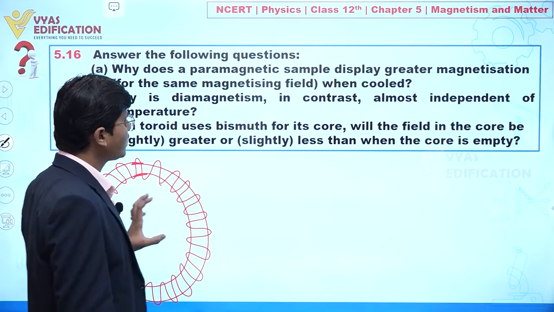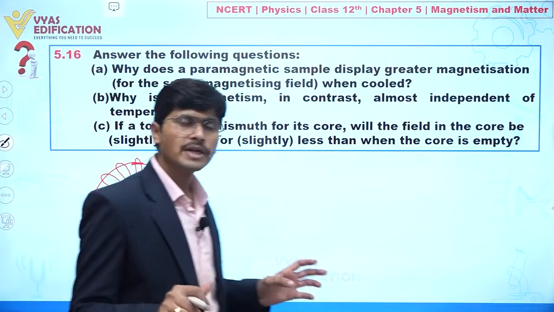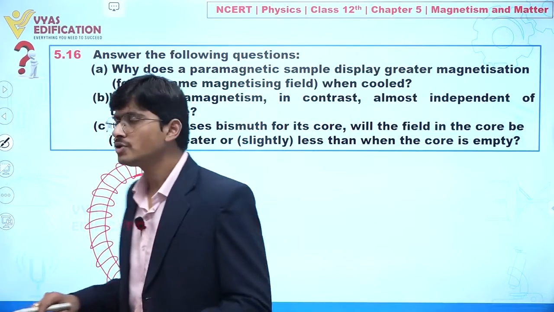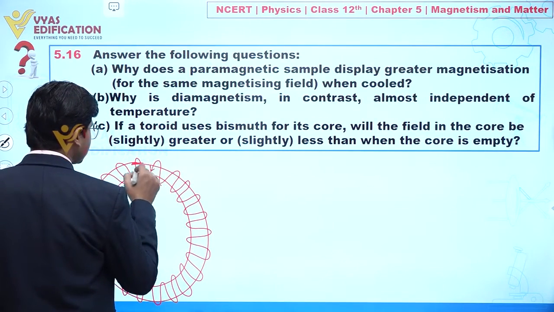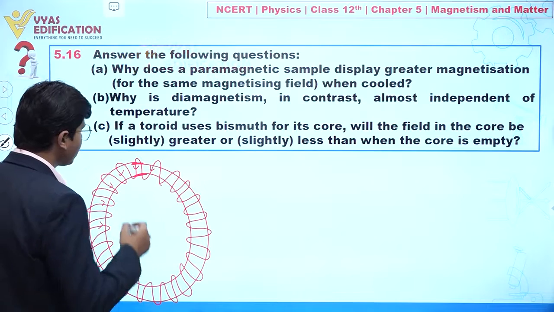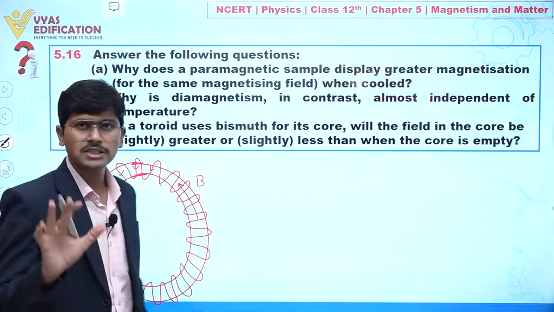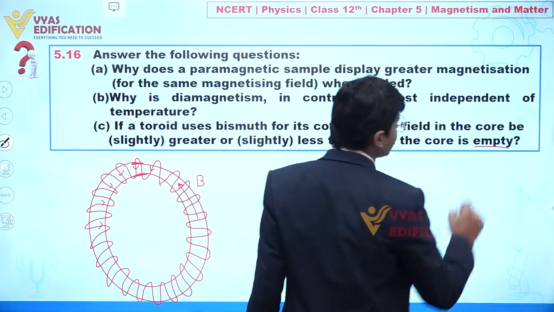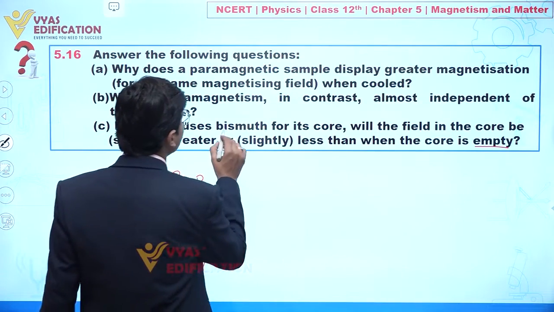Now in this question it is given, let's suppose initially we have this core empty, clear? You know very well, whenever we are talking about a toroid, a uniform magnetic field is produced inside this toroid only, clear? Let's suppose current is flowing in a toroid in a particular direction. So now we can say a uniform magnetic field is produced inside this toroid only. This is clear to everyone. But in this question it is given when the core is empty here. Now let's suppose we are using bismuth for its core.